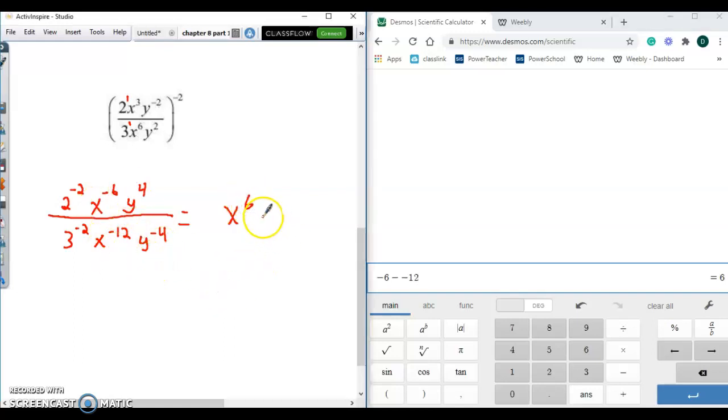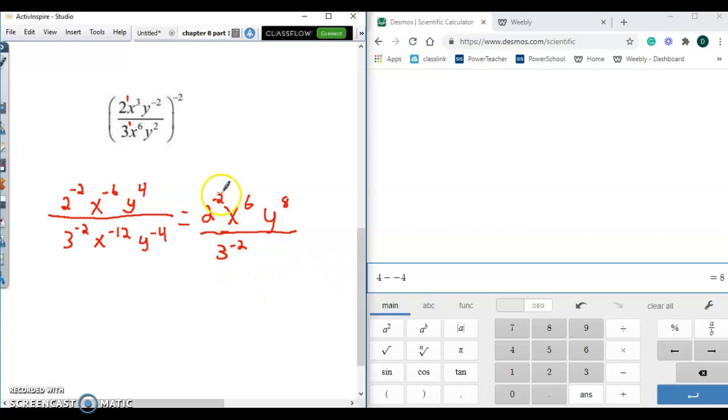Now let's look at our y's. We have a y, and then we have 4 minus a -4. So make sure you're putting those 2 negatives in there. That's going to be an 8. All right, so notice that I didn't do anything with this 2 and the 3 because they don't have the same base. We can't do anything with those. So that 2 would stay up here, and that 3 is still down at the bottom, right?